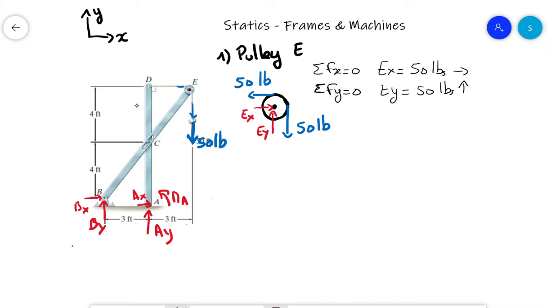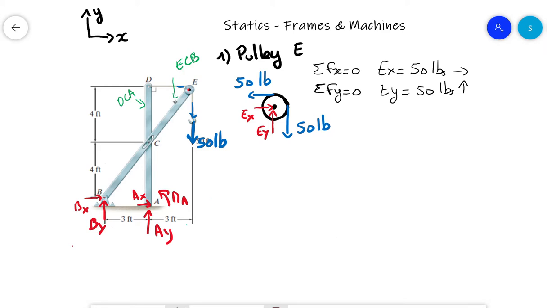Now that we found the force in the pin and the tension in the rope, there are 2 options. We can use either DCA or ECB. There are 2 members in this structure. If we look at DCA, we have the tension that we know, and some unknowns at C, so there are more than 3 unknowns and we will not be able to solve.